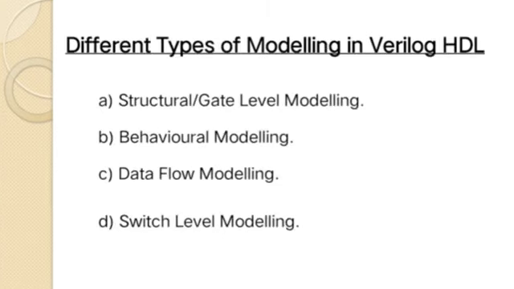Okay, here there are four types of Verilog HDL modeling available. The first one is structural or gate level modeling, the second one is behavioral modeling, the third one is dataflow modeling, and the last one is switch level modeling. Here the structural modeling is the lowest level of abstraction in Verilog. It is also called gate level modeling because we only describe hardware in logic gates and their interconnections.